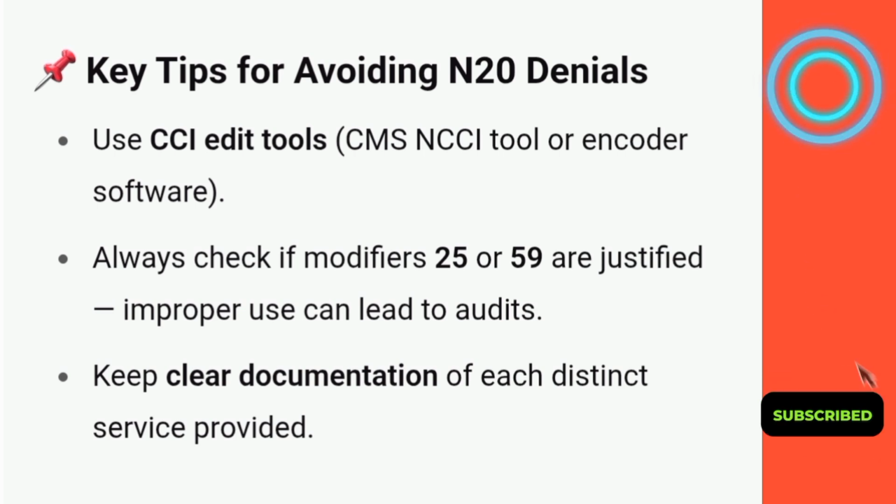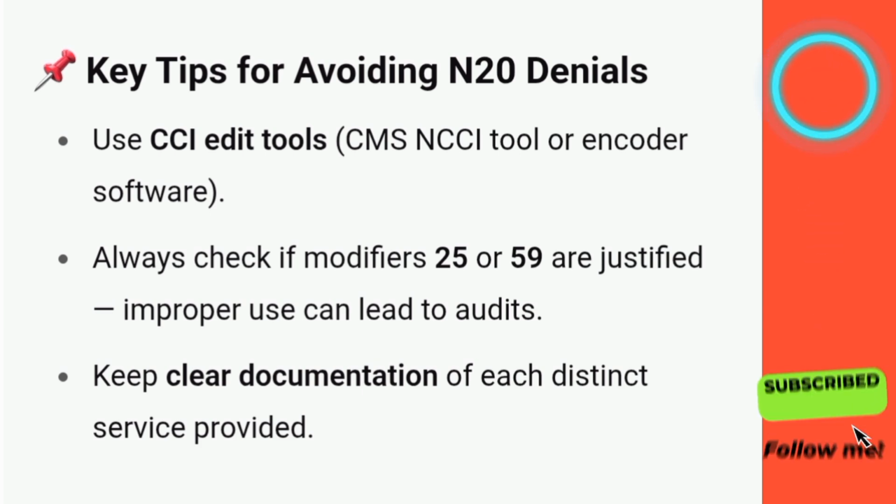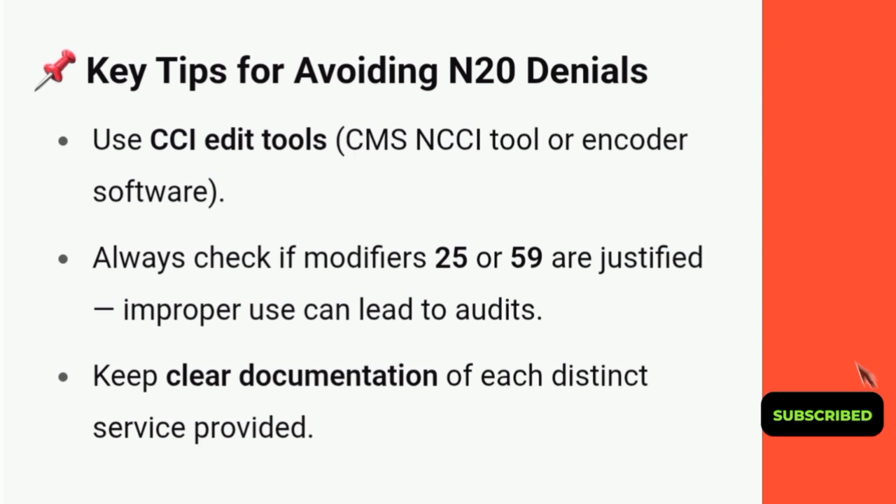The key tips for avoiding N20 denials: use CCI edit tools, CMS NCCI tools, or encoder pro software, and always check if modifier 25 or 59 is justifiable. Improper use can lead to audits. Keep clear documentation of each distinct service provided. Viewers, these are some tips that I have provided to you.